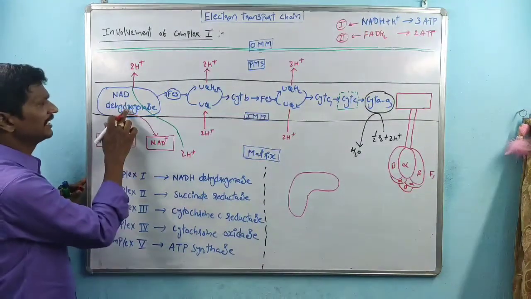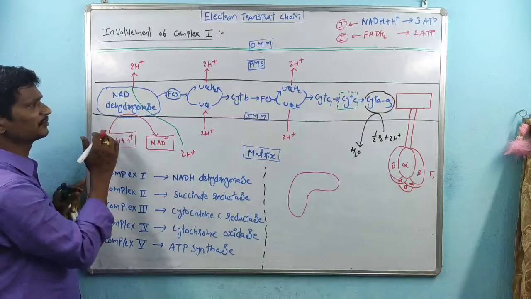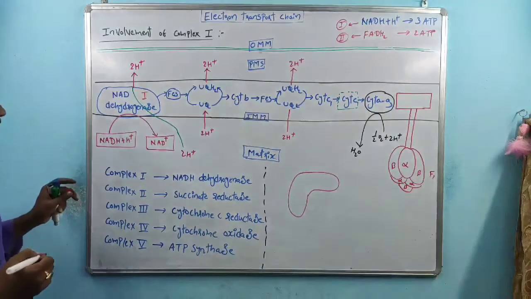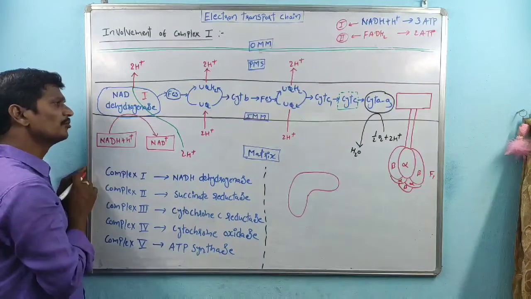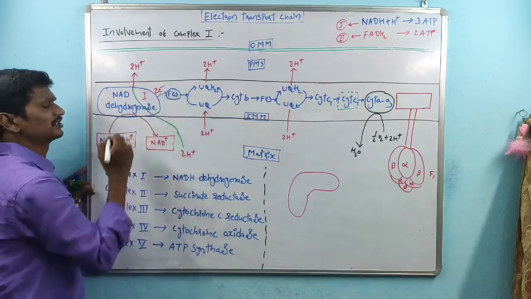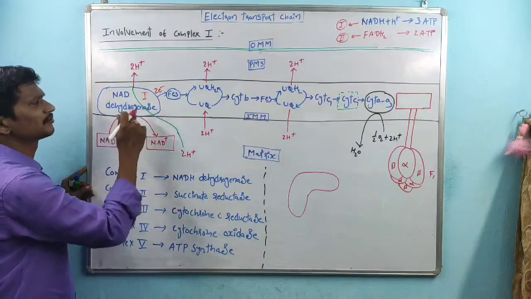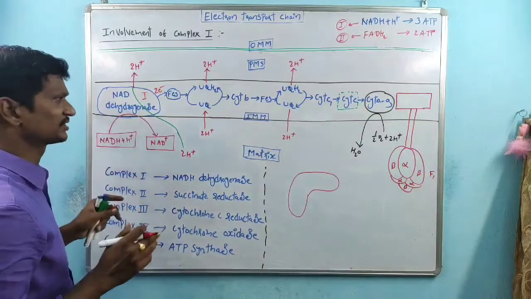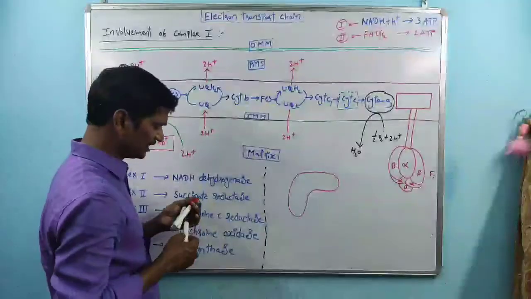This is the NAD dehydrogenase enzyme, which is nothing but complex 1, right? Here NADH donates electrons. How many electrons are donated? Remember, 2 electrons are donated. Again, these two electrons are passed from complex 1 to the iron sulfur clusters, FeS.